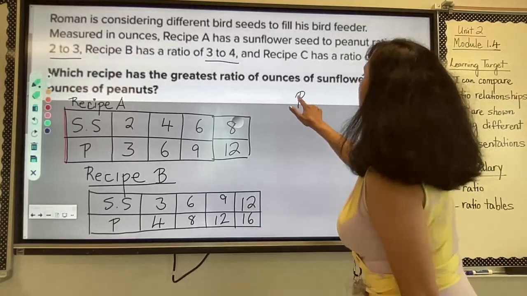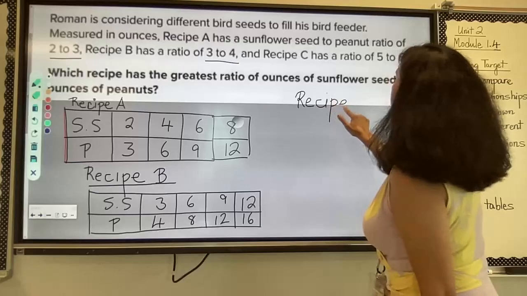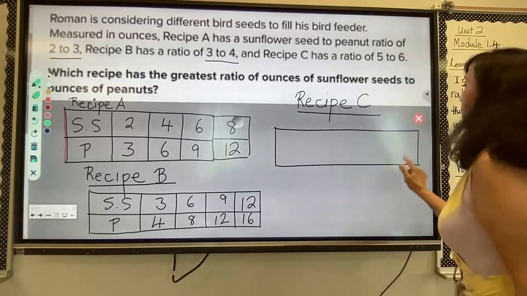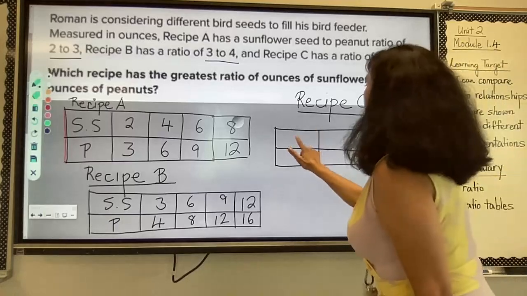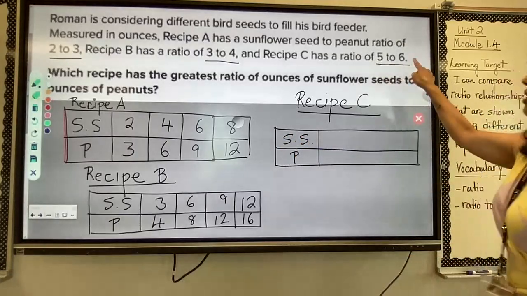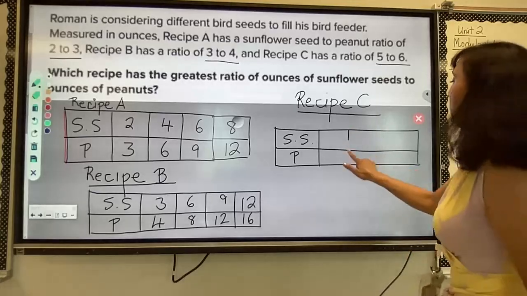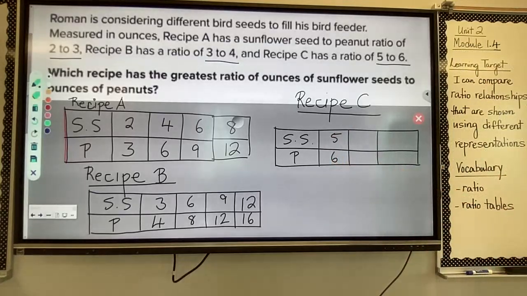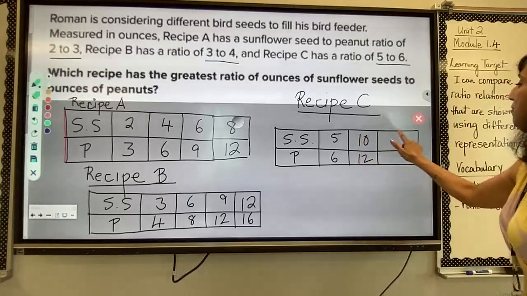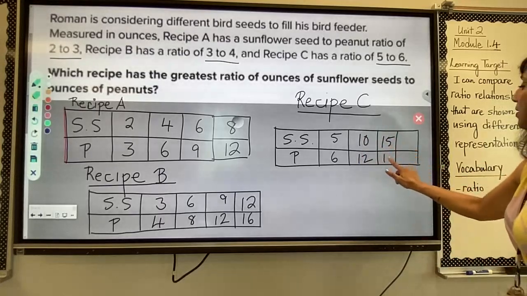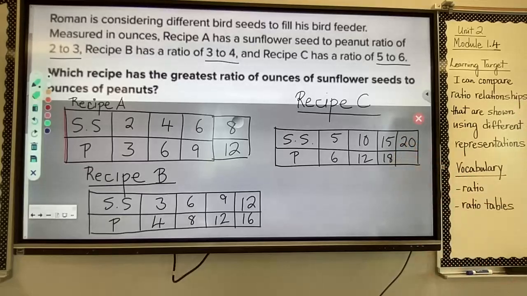And then recipe C. Again, going to make a table, and I have sunflower seeds and I have peanuts, and this ratio is 5 to 6. So 5 to 6, and then I am going to create equivalent ratios. This is 10 to 12. I have 15 to 18. And then I have 20 to 24, because 5 times 4 is 20 and 6 times 4 is 24.